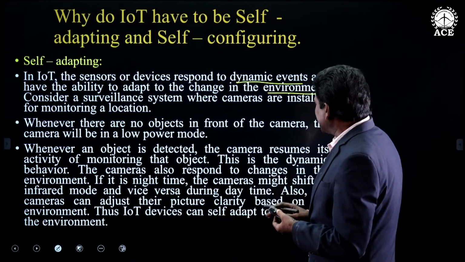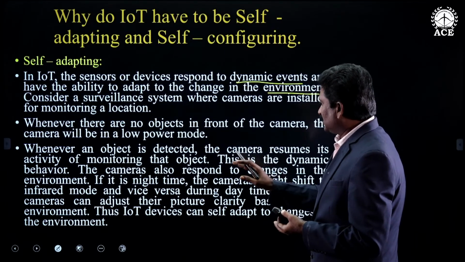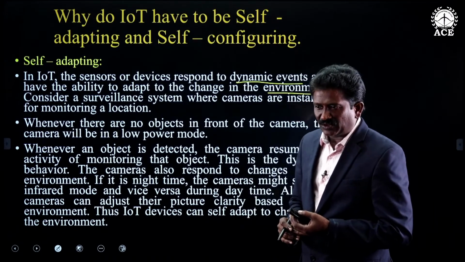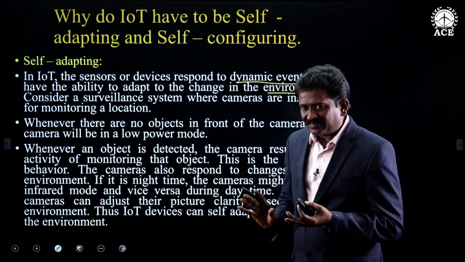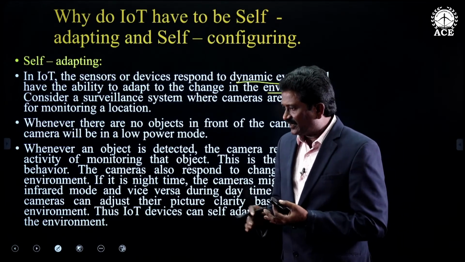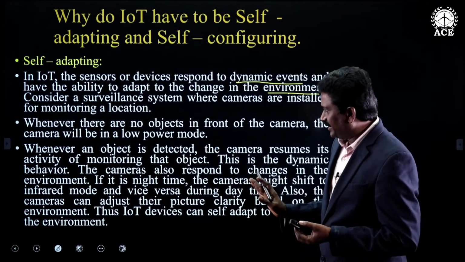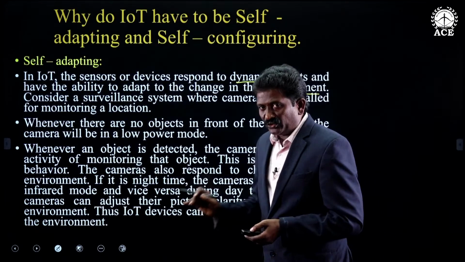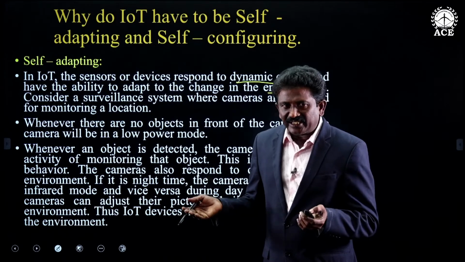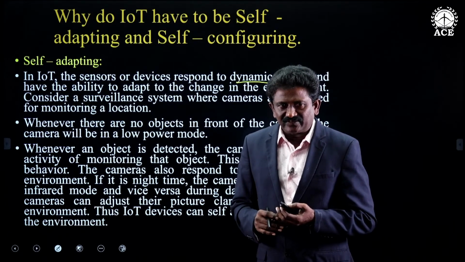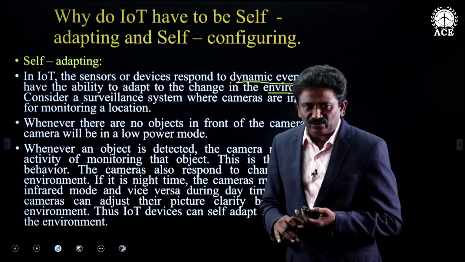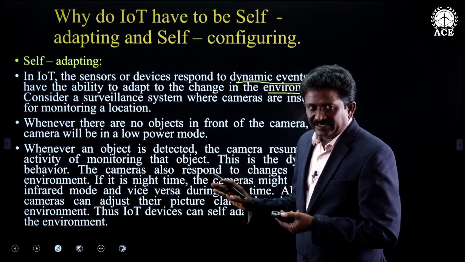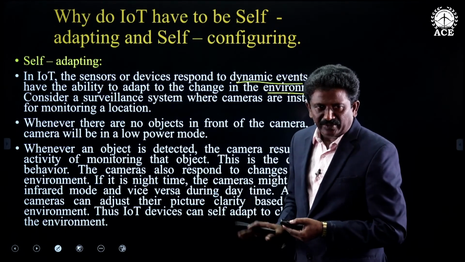Now using resume, automatically it will set positions. Suppose it is daytime, so there is no need for any setup of the camera. During night time there is no lighting, so it will automatically change position to daytime mode. That means there is such a facility, and that is the reason this is self-adapting.